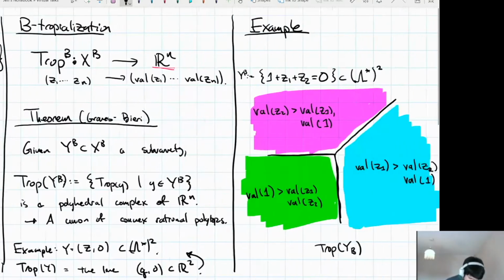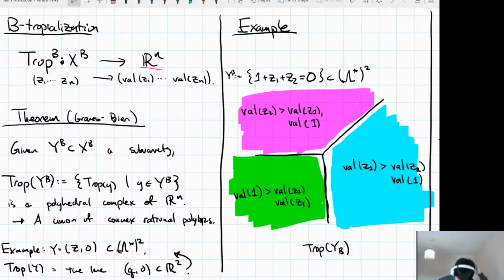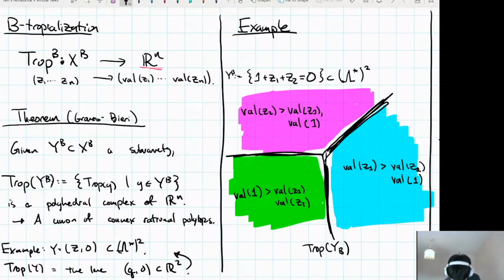So let me give an example of how this works out in practice. Here, the example that I'm looking at is Y_B, which is the line inside of the algebraic torus. So this is 1 + z1 + z2 = 0 inside of Λ*². And the claim is that the tropicalization of this thing is just the union of these three lines over here. So you get this very rigid object.